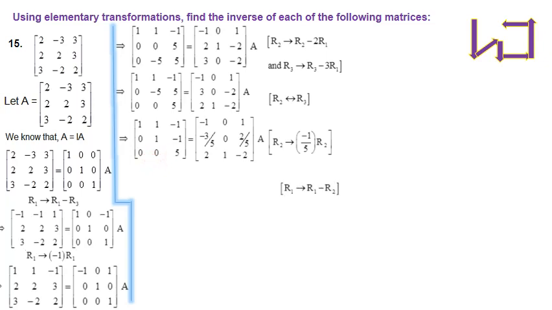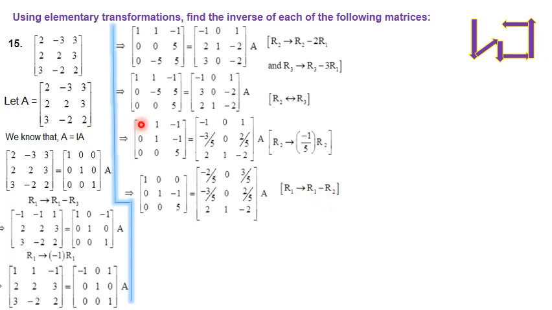So some part is reduced there. Next I am changing R1 to R1 minus R2. R1 to R1 minus R2 in the sense, so here this element I can make it 0. This element I have to make it 0. For that what I have done is R1 changes to R1 minus R2.